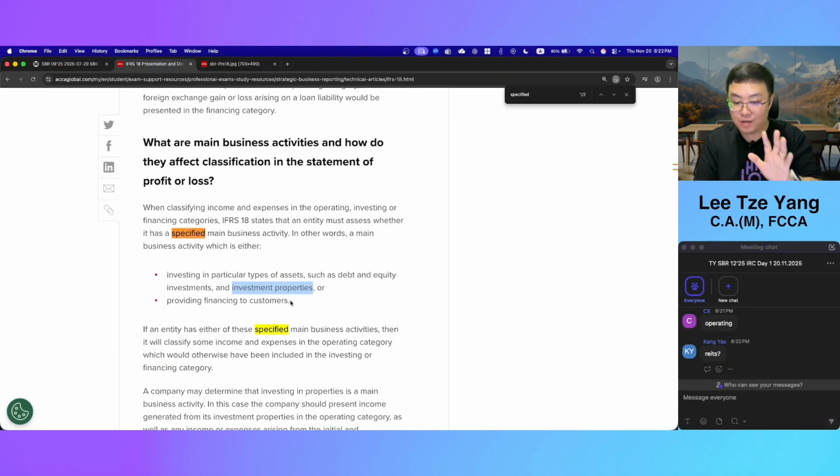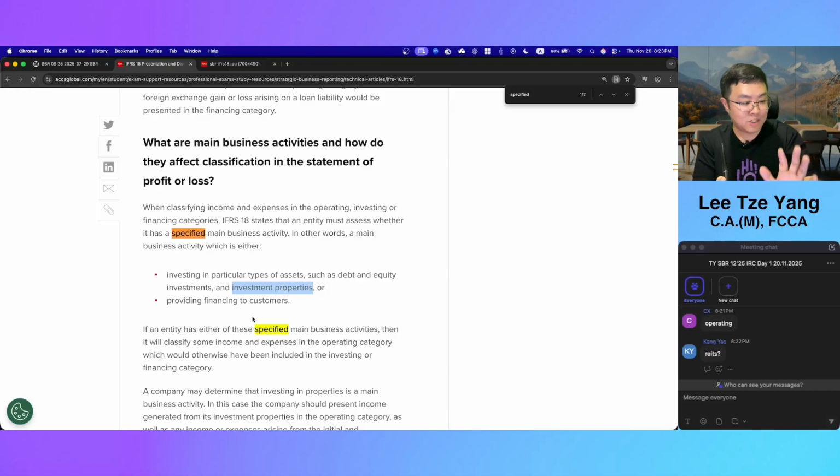REITs, Real Estate Investment Trust, can be under this. Then if I have fair value movement on the investment property, also under operating. If I have gain or loss on disposal of investment property, also under operating. That's the idea. Now these are what we call the exception.